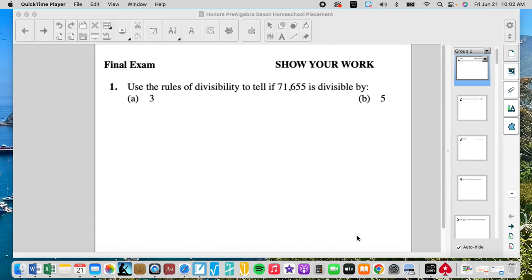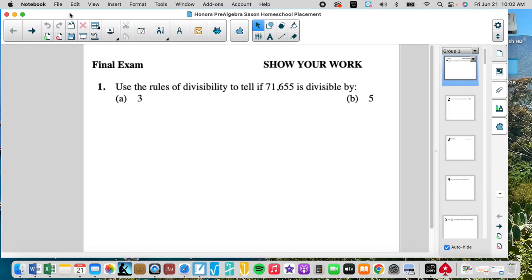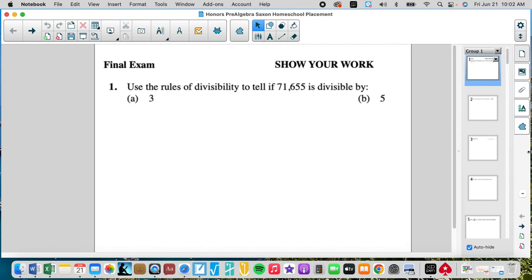Algebra, the Saxon HomeSchool final exam or placement. It's really good. It's a nice broad view of many things that students should know coming out of 7th grade, having mastered PreAlgebra. So we look at divisibility rules. These are really important, very, very common.